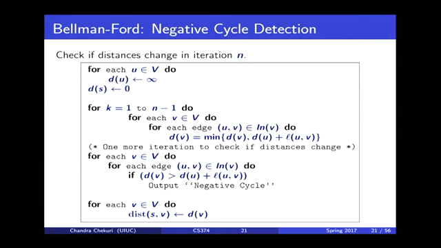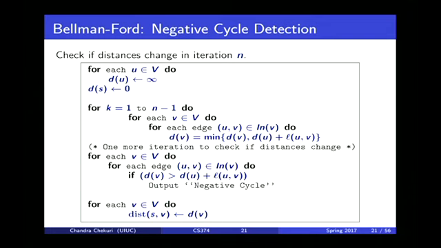Because if there is no negative length cycle, I need at most n minus 1 edges in my path. But if I find a vertex which has dvn less than dvn minus 1, then I'm guaranteed that there is a negative length cycle. Okay? Right? That's the algorithm finally.